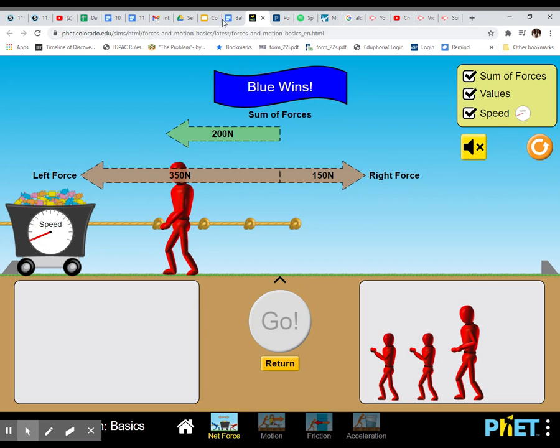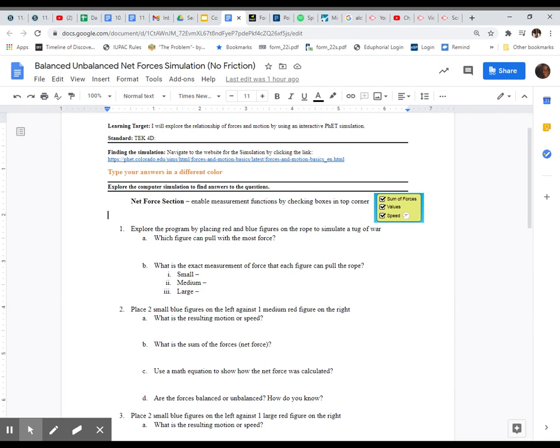So when you go back to your document, make sure you are reading what it tells you to do, and you just answer the questions from there.